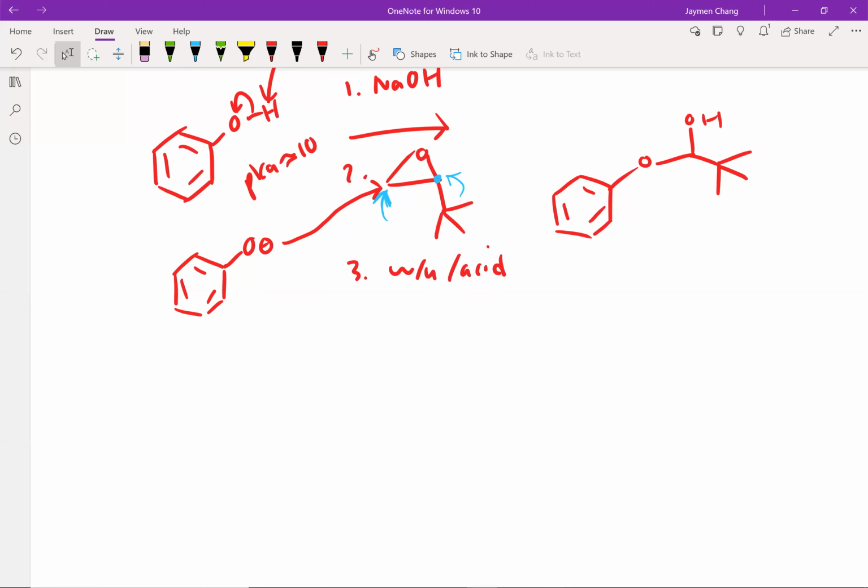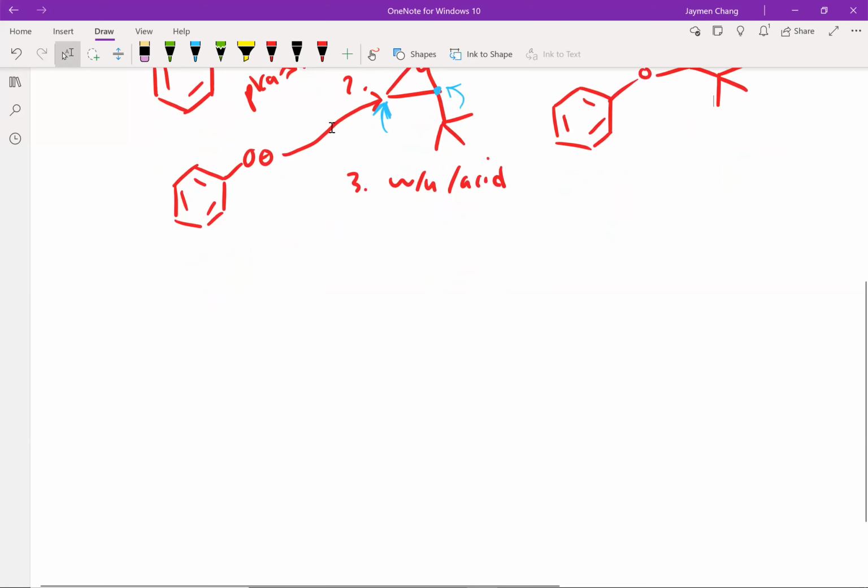All right, the next question is going to be a mechanism question. Again, very similar, sort of going through these SN2 reactions, which are under basic conditions. We want to see that we have something that looks like this.